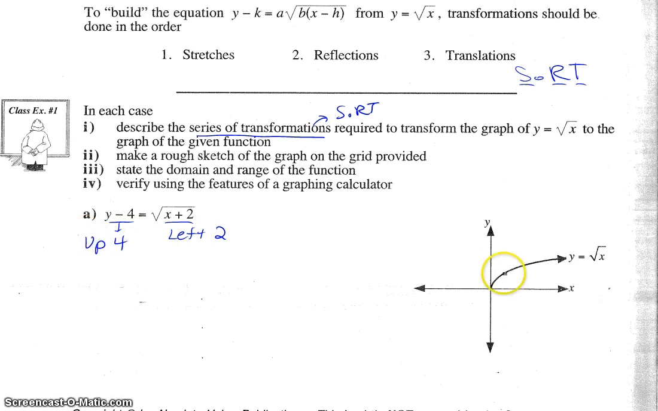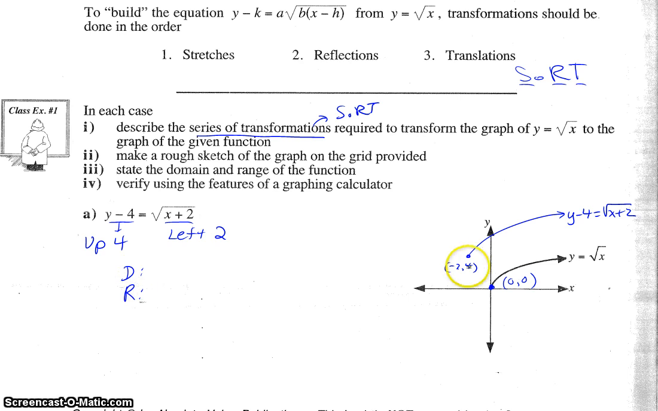Rough sketch. Really, if we start with this as our original graph, the key point we want to translate would be 0, 0. So if we move 0, 0, left 2 and up 4, label where that would be, negative 2, comma 4, and then draw a graph that's similar in shape. That would be our transformed graph. There we go. Domain and range. Let's take a look at that.